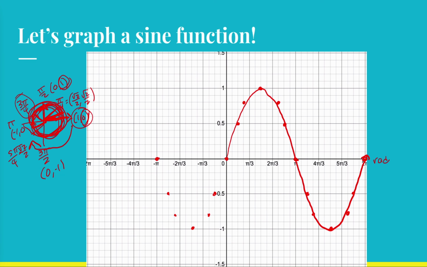And I know that I'm going to be at 1 at negative 3 pi over 2, and 0.7, and 0.7, and 0.5, and 0.5. And so this then gives me the other side of the curve, which you can see is a periodic function. And the period is the amount of time it takes to go one up and one down, and so that period is 2 pi.